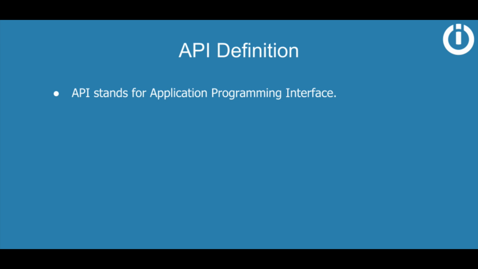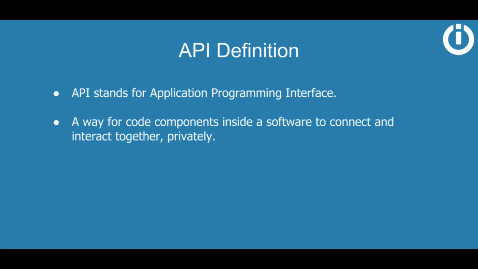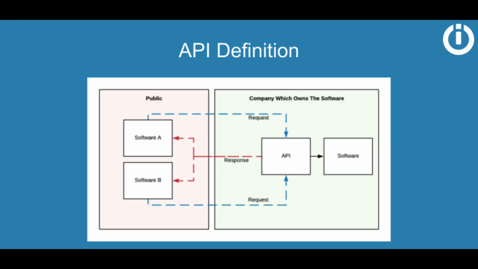API stands for Application Programming Interface and traditionally was a way for code components inside a software to connect and interact together privately. However, APIs can also be configured to be publicly accessible, and this has become very popular with the rise of networking. As the definition suggests, a public API can be easily accessed by anyone and can be used in countless ways to create powerful scenarios. A simple way to think about it is this.